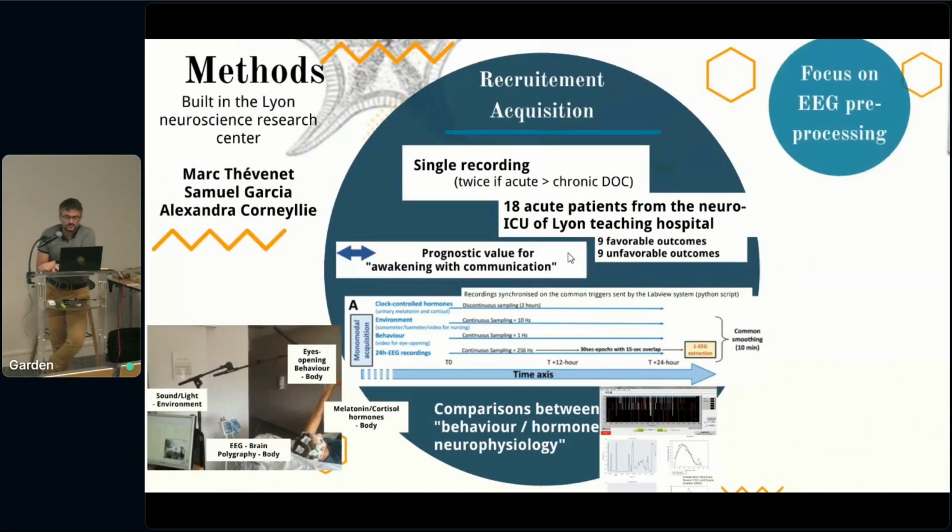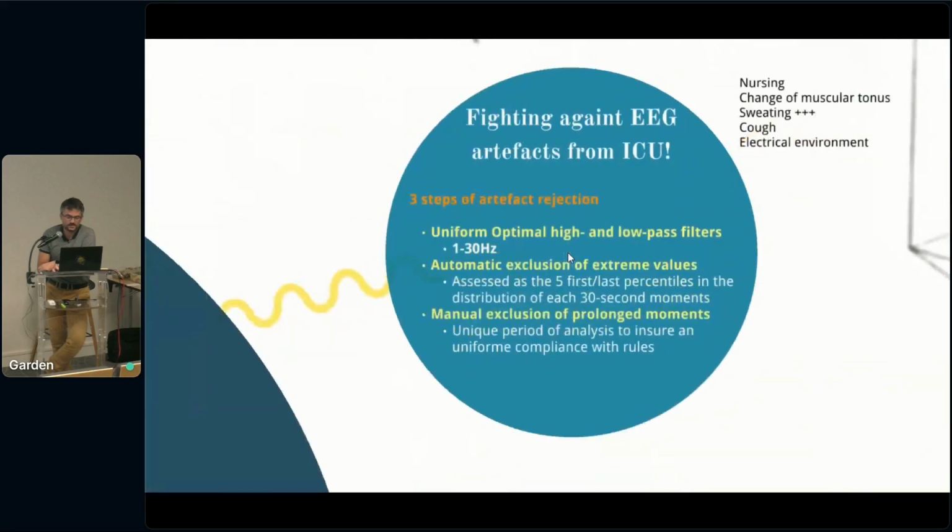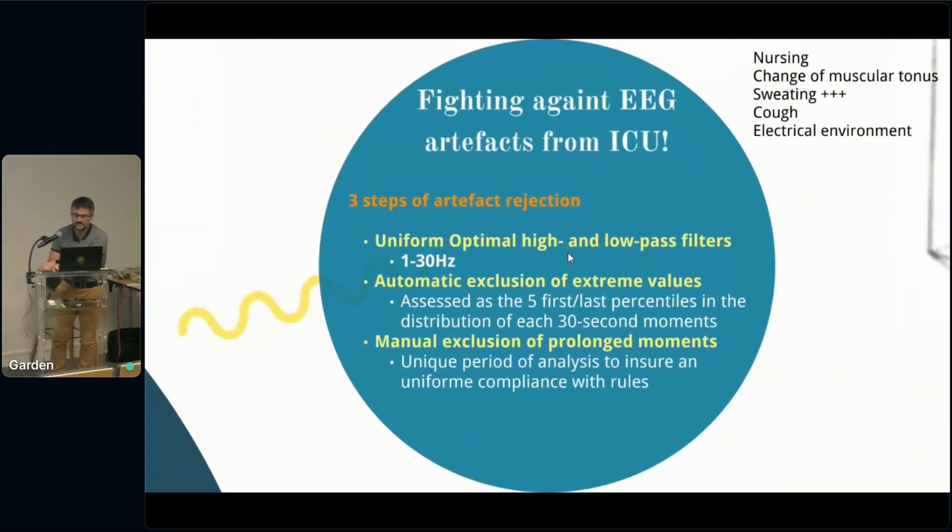Then, of course, I will have a focus on EEG results, and notably the pre-processing, because it was a real fight against the EEG artifacts from the ICU, which were mainly related to nursing, the changes of the muscular tonus related to brain lesions, the sweating, which was very awful, in fact, and the cough, and for example, also electrical environment. So we had 3 steps for artifact rejections.